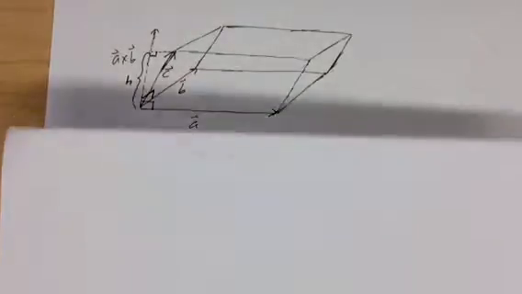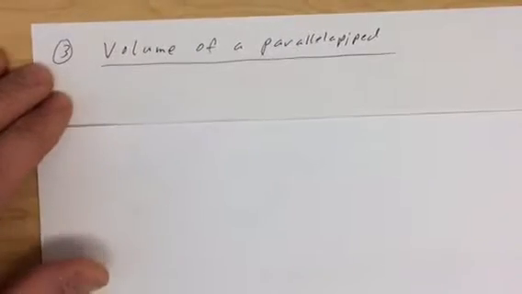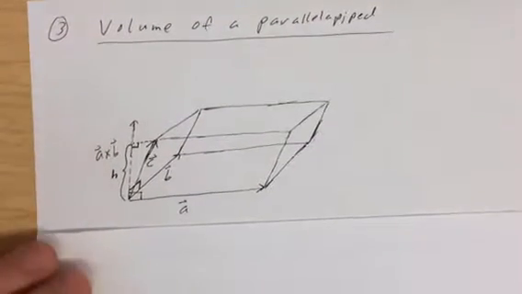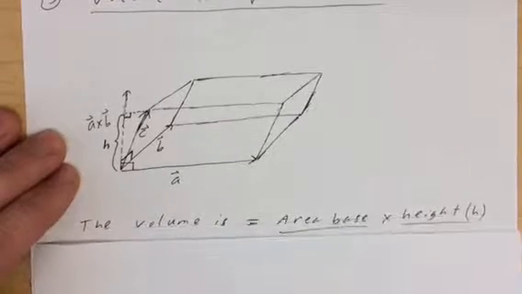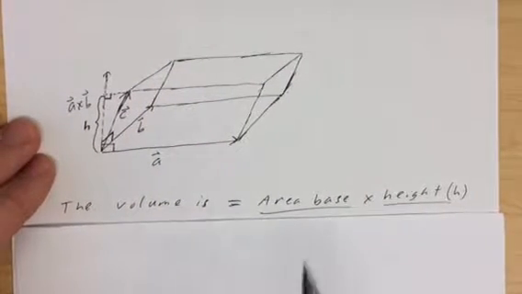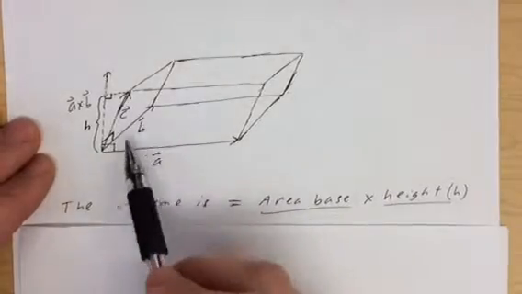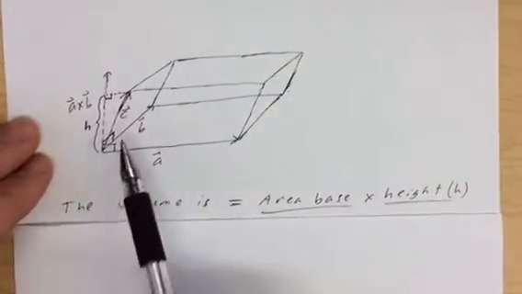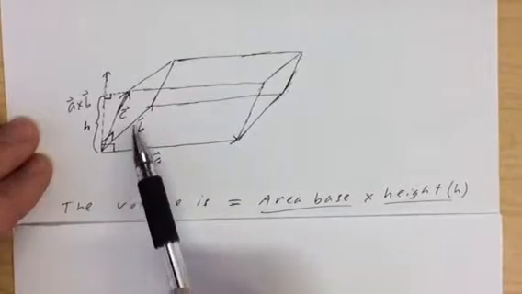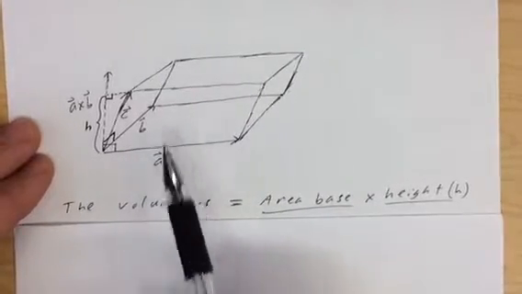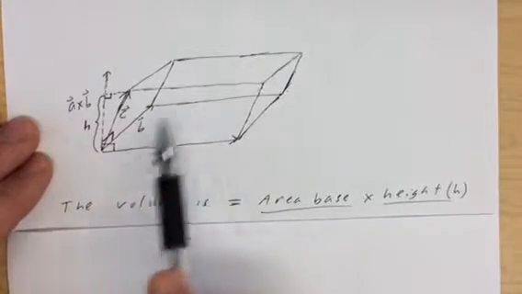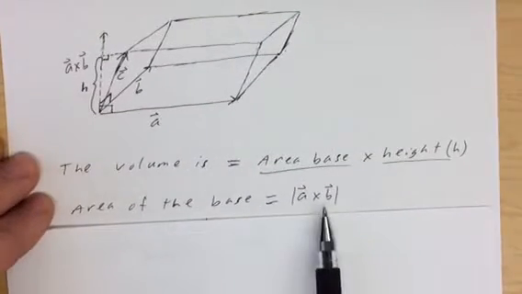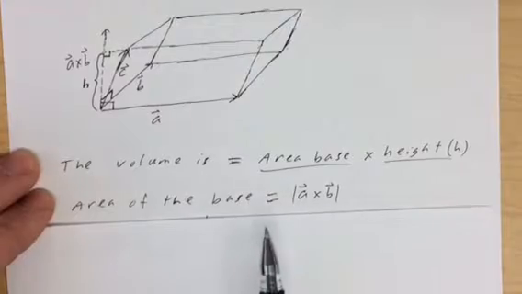And then the last of the applications. There are other applications, but these are the ones we're looking at. Volume of a parallelepiped. Here's my drawing of a parallelepiped. The volume of a parallelepiped is the area of the base times its height. We know how to find the area of the base. The area of the base is the magnitude of the cross product of the two vectors. The volume is going to be that area times the height.